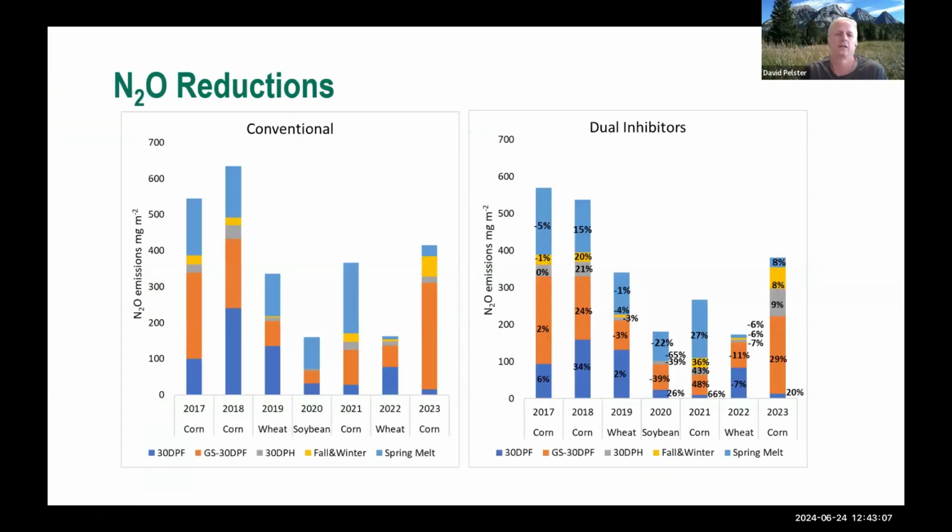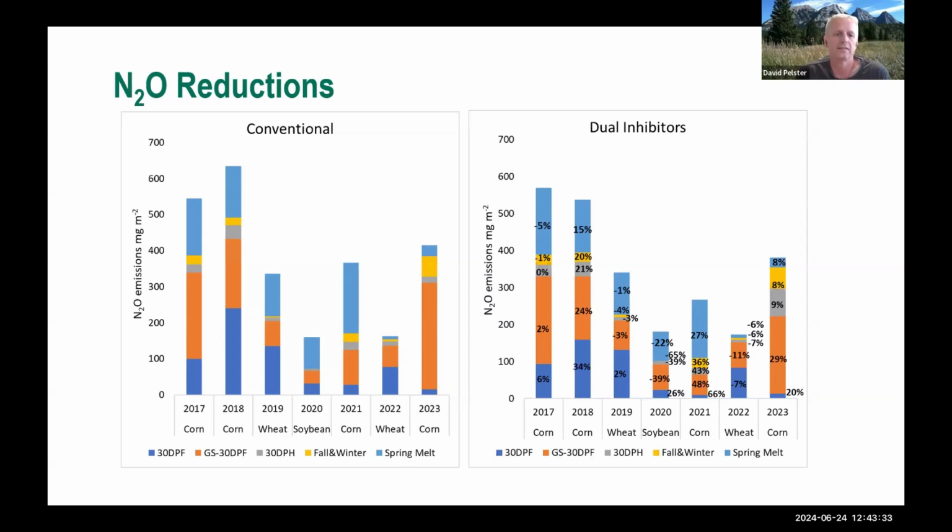So what do we see for reductions? Like I said, this is the last 7 years. We've had 4 years with corn, 2 years with wheat, and 1 year with soybean. Obviously, with the soybean, we didn't use inhibitors. We didn't really use fertilizer at all, just a small starter, the ammonium phosphate, more for the phosphate than the N.